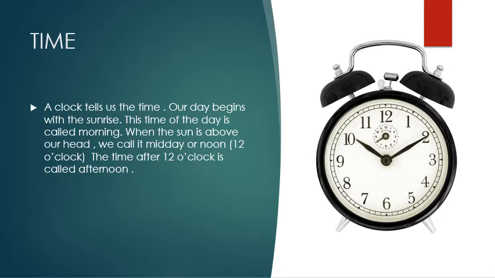Then comes time. What is the thing that tells us the time called? It is called a clock. Our day begins with the sunrise. This time of the day is called morning. When the sun is above our head, we call it midday or noon, that is 12 o'clock. The time after 12 o'clock is called afternoon. So we have morning, then midday or noon, and after that afternoon.